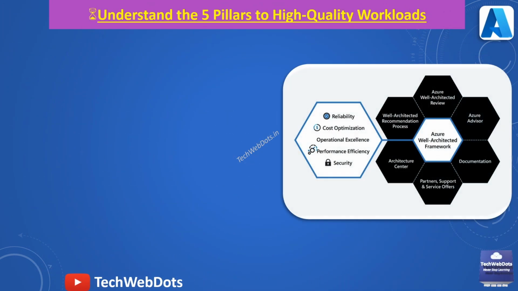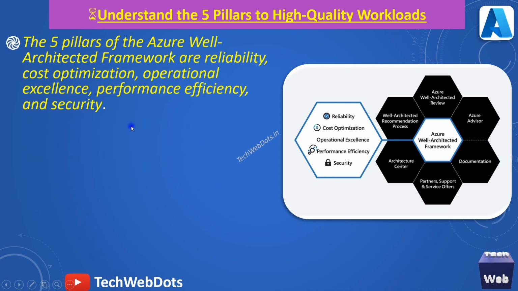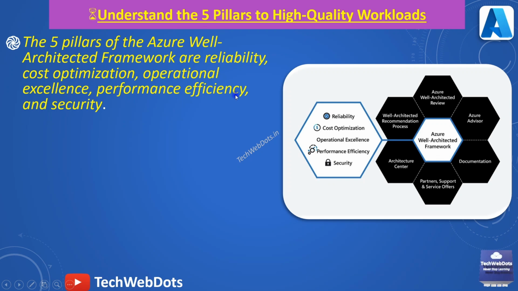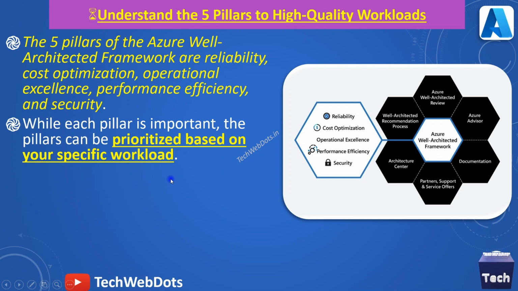Okay, so all these five pillars we have already discussed, right? If you see in this figure, we have discussed all of the Azure Well-Architected Framework, right? But you can see there are more than these five pillars. What are those? So the five pillars of Azure WAF are reliability, cost optimization, operational excellence, performance efficiency, and security that we just discussed. And while each pillar is important, the pillars can be prioritized based on your specific workload. I especially highlighted this line, right? So you must be thinking which pillar we should start with first, right?